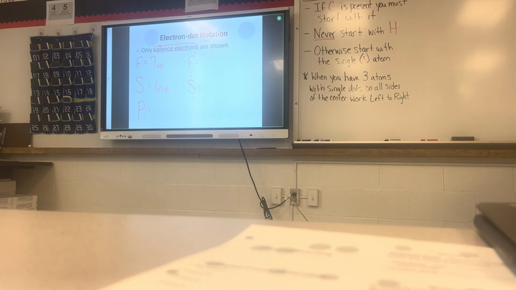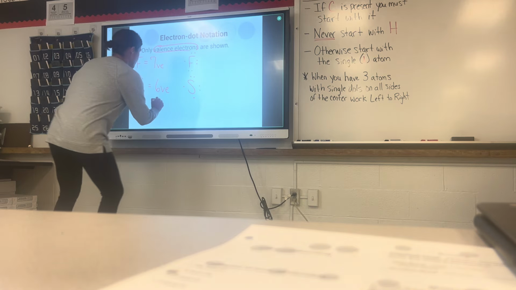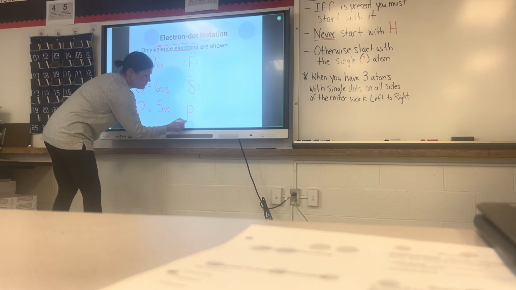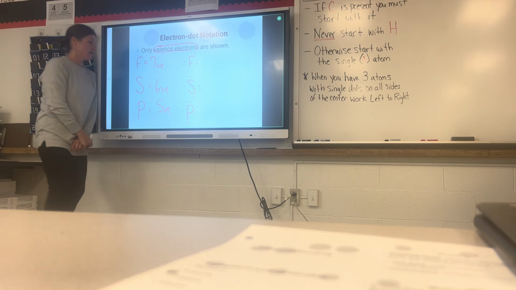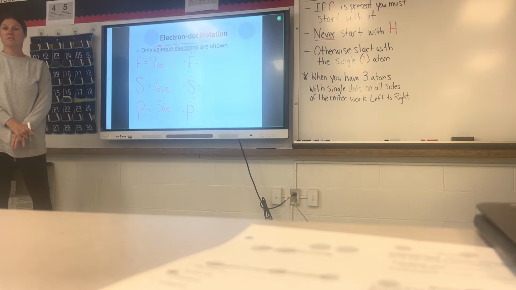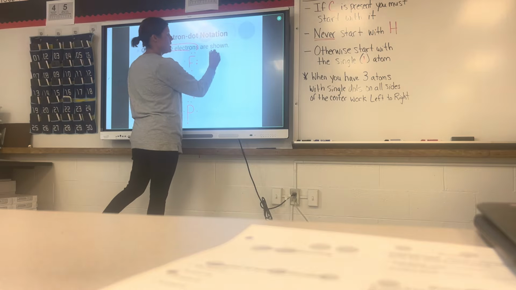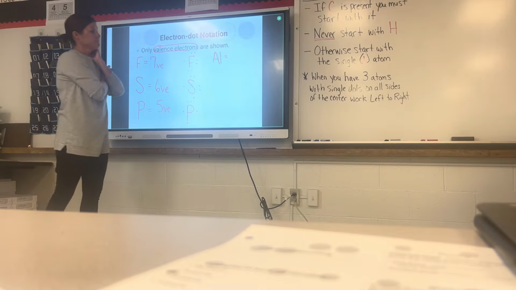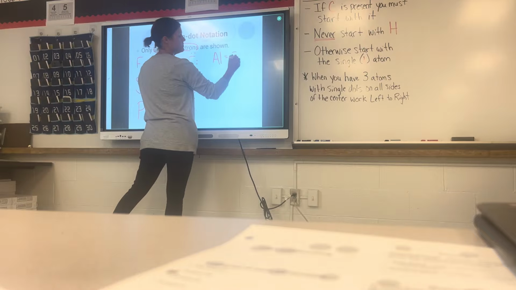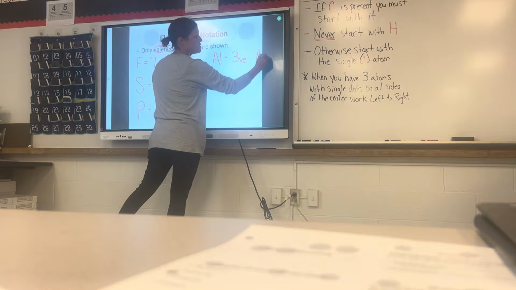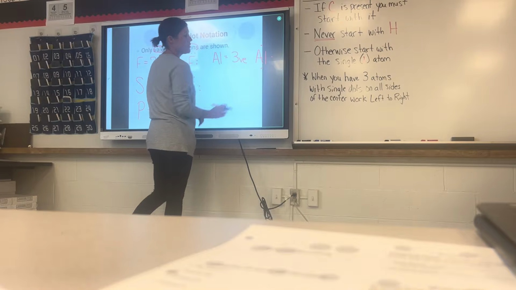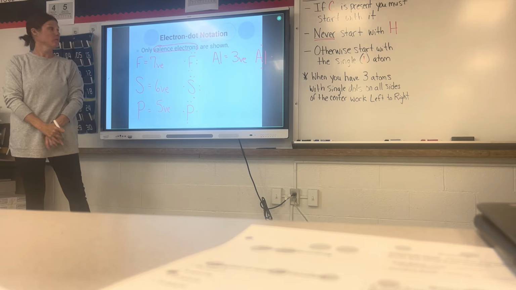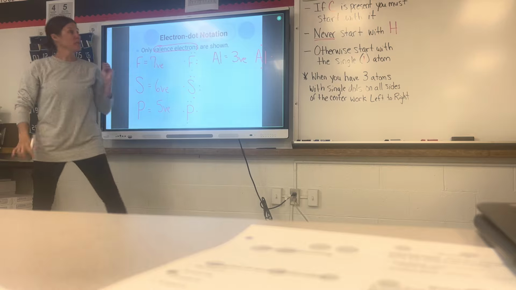All right, how many does P get? 5. So here's P. It went 1, 2, 3, 4, 5. Y'all get that? Okay, what if I gave you aluminum? How many valence does aluminum have? 3. So then it would still just be 1, 2, 3. Are you okay with that part? Are you sure? Okay. We are going to build onto this now.